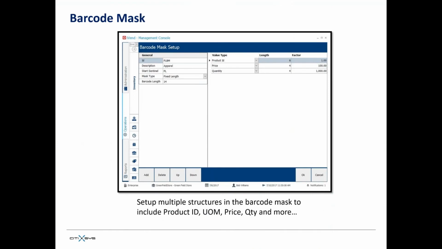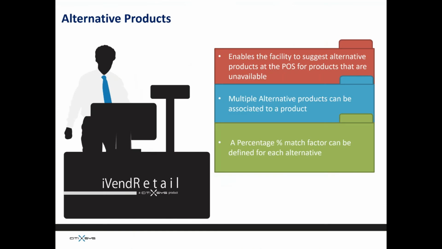Okay, so let's now talk about alternate products. This is another feature that will allow you to suggest alternate products at the POS for products that are available. In that way, you are not losing the sale. We have the feature to allow multiple alternate products to be associated to a product, and you can also attach a percentage of matching, a matching factor that can be defined for each individual item.